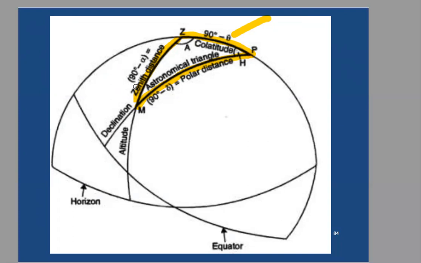For this spherical triangle, this is your co-declination, this is your co-latitude, and this is your co-altitude. We are aware of the declination, latitude, and altitude.